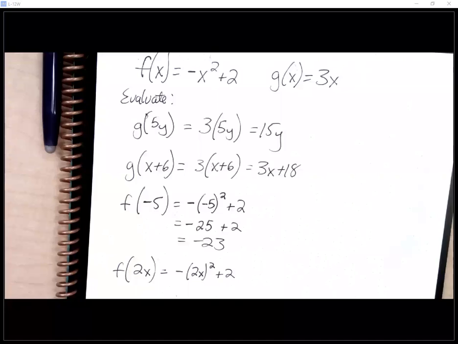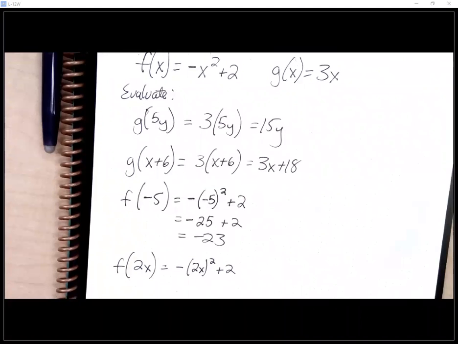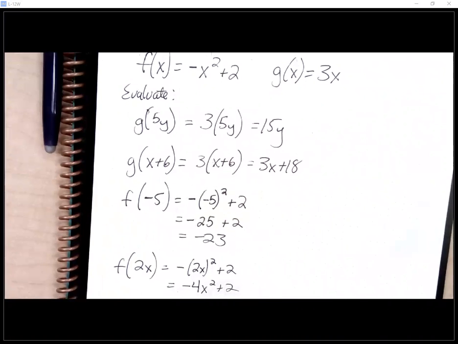And now I'm just evaluating. So 2x squared, that gets me the 4x squared. And I need to take this opposite. So negative 4x squared plus 2. And I can't go any further than that. How do we feel? I'll take that as a, we feel great.